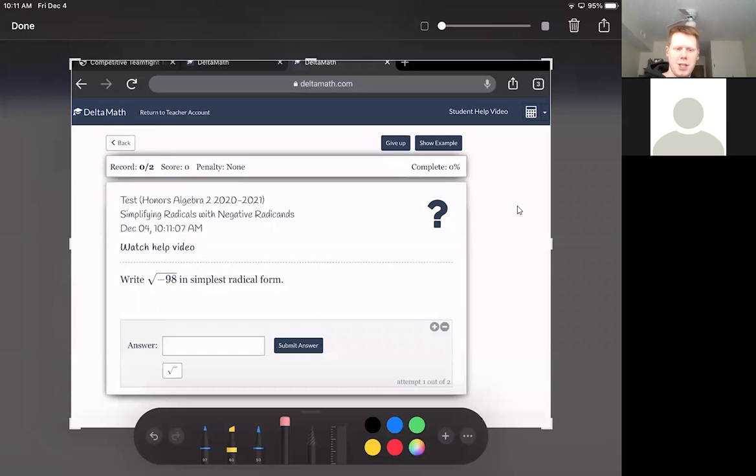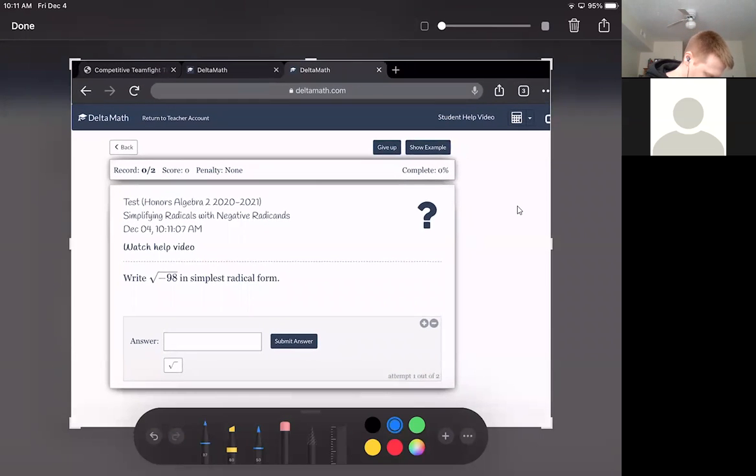All right, so the first section is simplifying radicals with negative radicands. A radicand, if you don't know what that word means, is the number underneath the radical symbol. But for these questions, just remember, you can basically pull out your negative. So this is really the square root of 98 times the square root of -1. So that's going to just be an i. But we need to do a factor tree.